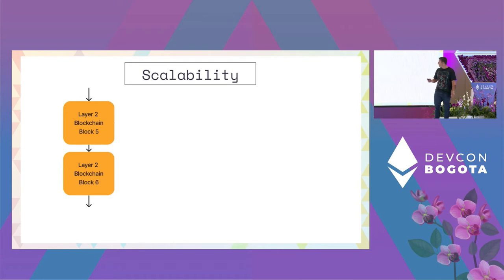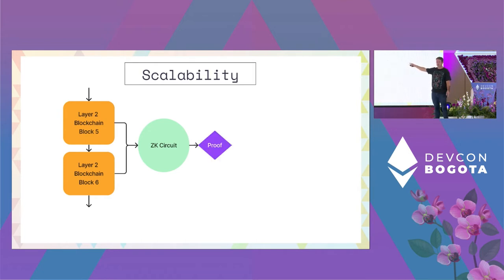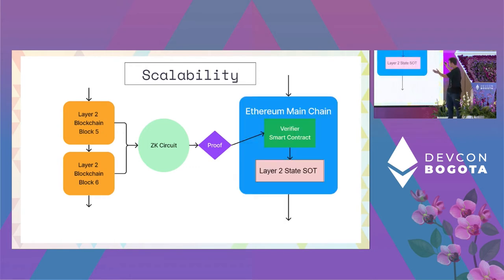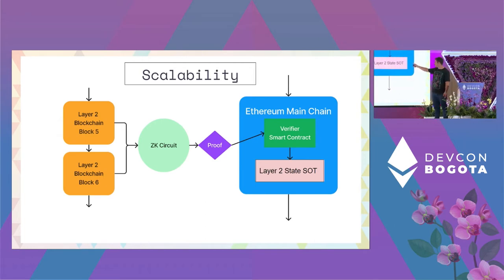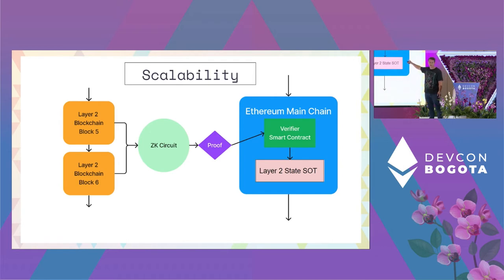So this is what it looks like. You have your layer 2 blockchain here. They have the blocks going. You aggregate some of the transactions together, and then you batch them into a ZK circuit. So you take those transactions, they go into the circuit and it produces a proof. This is all off-chain. Then you have your Ethereum main chain where things are expensive. So you're able to take your proof and post that to the verifier smart contract, and then the layer 2 state source of truth can get updated. So that's what happens with the scalability side of things.